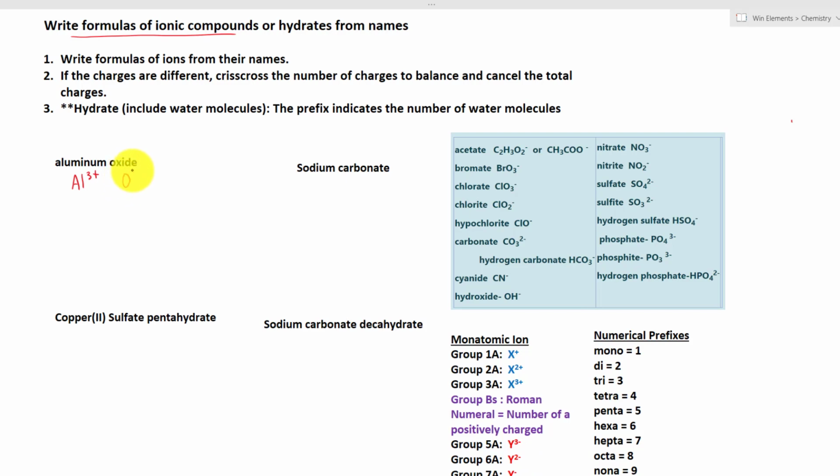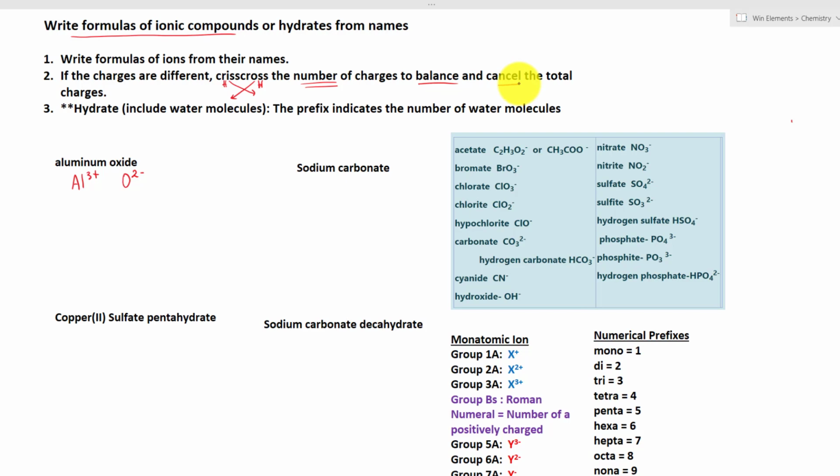Now you know why we spend so much time memorizing the monatomic ions as well as the polyatomic ions. So now we have 2 minus. Now if the charges are different, in this case we have 3 plus and 2 minus, they are not balanced. So we have to crisscross the number, only the number. You just crisscross the number down, only the number. The way we do that, it's going to balance out the charges. And once the charges are balanced, we can cancel out.